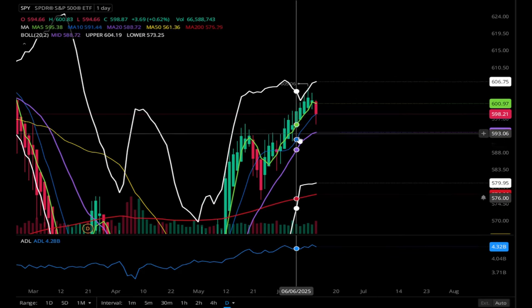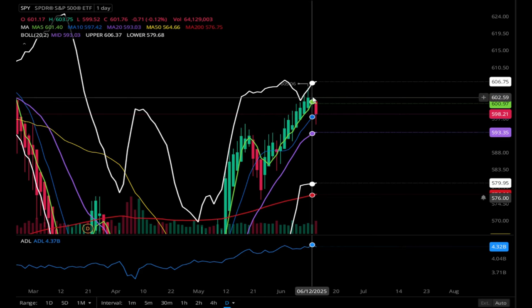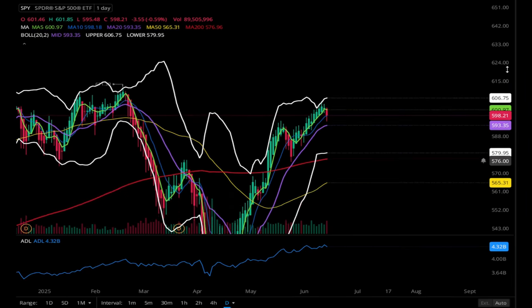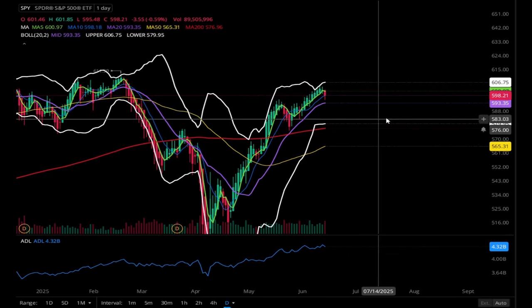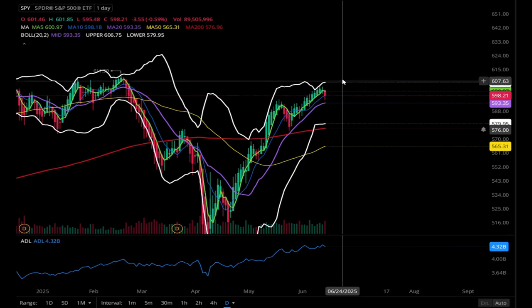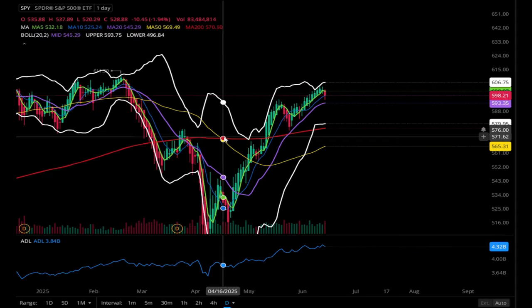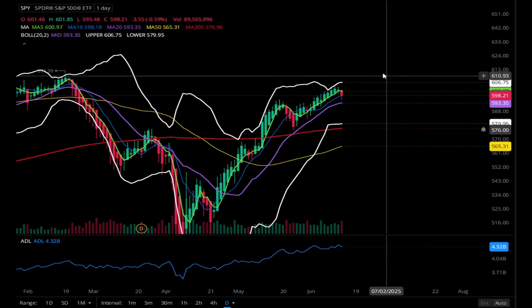retesting all the support again, retesting the 20 mile, retesting the 10 mile, retesting the 5 mile, heading back to the upper Bollinger, and again, we are overall bullish in the market right now. We are above the 200 mile. Our 50 mile is pulling upward. All of our supports for the short term have pulled above the 200 mile. So the market is in a bullish stance.